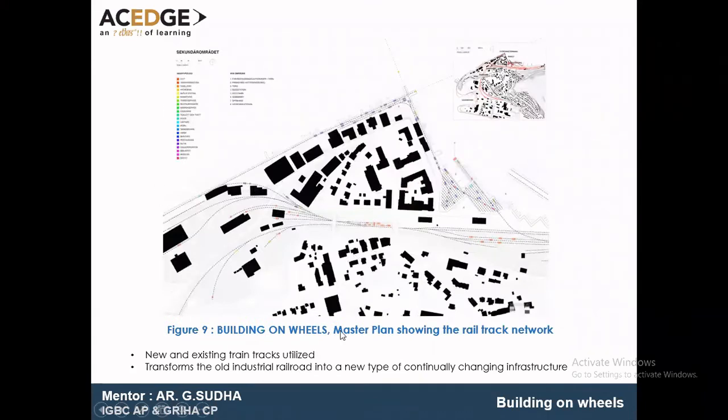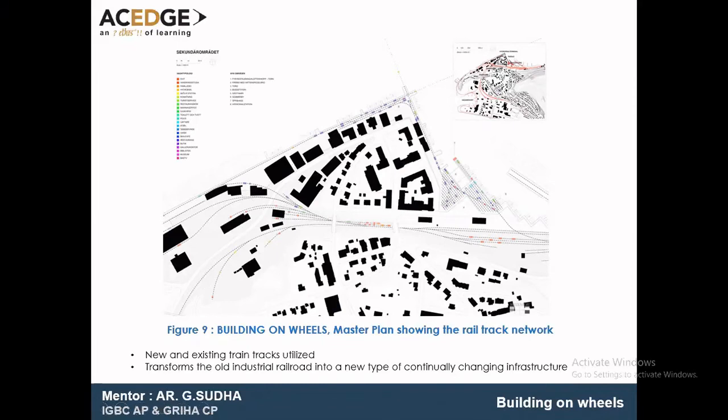This is the master plan of Norway that has been proposed. You can see there are a lot of dotted lines running across the entire master plan. These dotted lines represent the existing train tracks and there are also some new train tracks that have been proposed. And all these colored small blocks that you see here and there represent the buildings with wheels on them. And these buildings are only going to move across the entire city along these rail tracks.